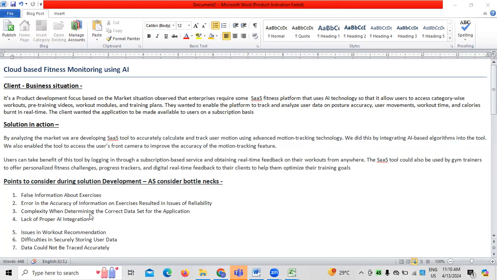Whenever we try to understand the business situation, as I mentioned, this is a product development we are doing, which focuses more on the business situation by understanding the enterprises that require some kind of software as a service, because normally cloud services are categorized into three different areas. One is infrastructure as a service. Second is platform as a service. The third one is software as a service.